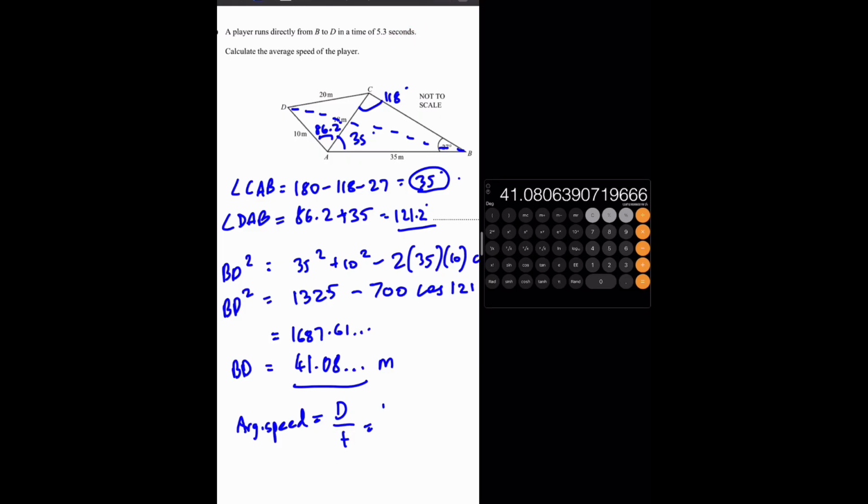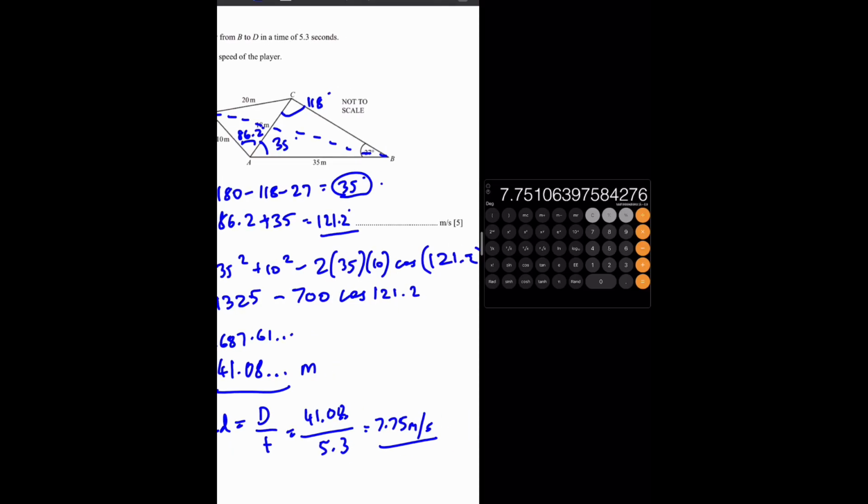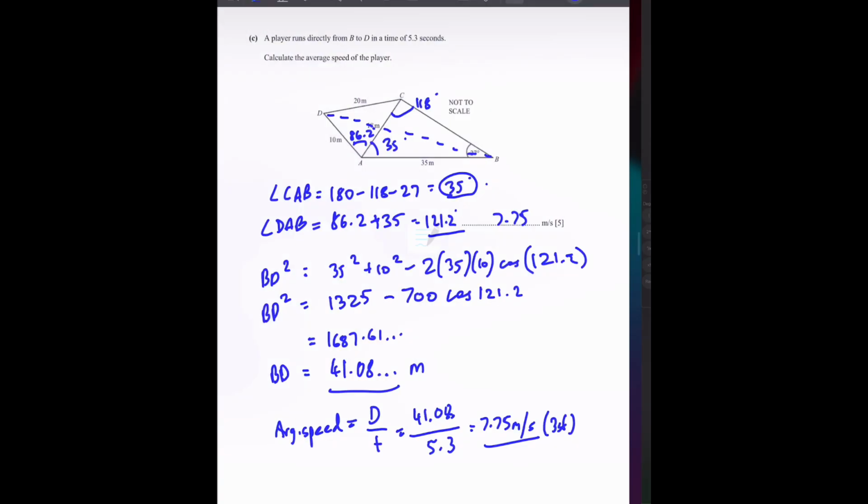So we do 41.08 divided by 5.3, and doing this we get 7.75 meters per second, 3 significant figures, and that'll be our answer. Let's move on to question number 18.